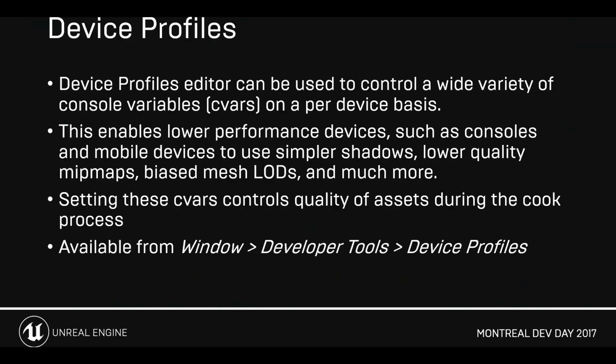And you can change CVARs based on that. So you can say, like, on PS4, I want lower quality shadows, or I want lighting to be calculated in a lighter way. So this enables, obviously, lower performance devices to make different decisions.